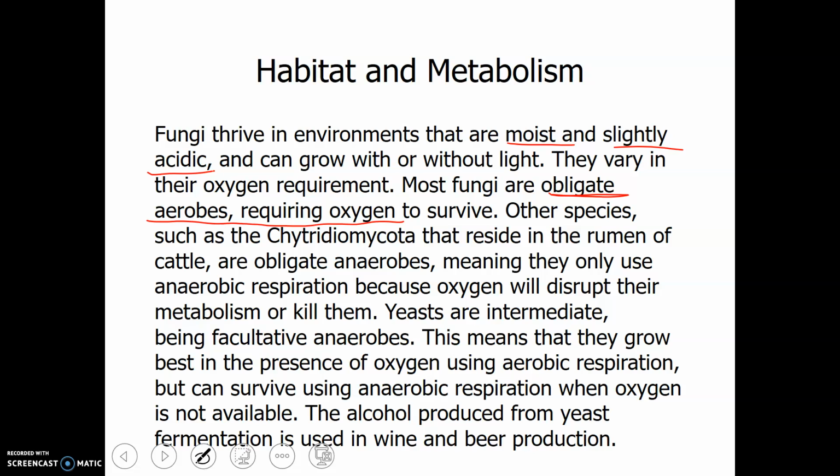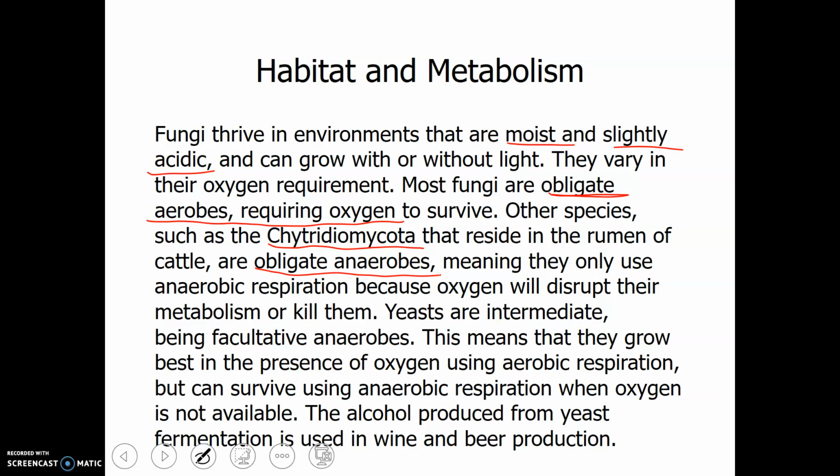There are species such as the chytrids, or the Chytridiomycota, one of the phyla of fungi that we're going to learn, that reside in the rumen of cattle. That means they live inside the intestines, the stomach, so the GI tract, we'll say it like that. And they're obligate anaerobes, because oxygen would actually kill them. So they carry out their respiration in the absence of oxygen.